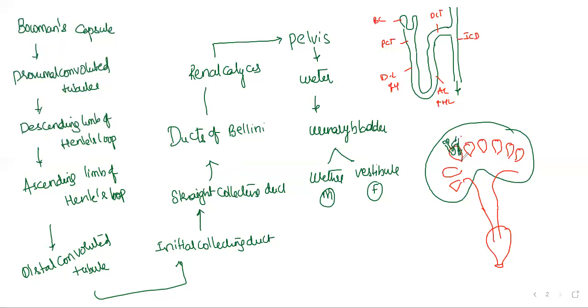And ducts of Bellini, here it is, renal calyces. All these are the calyces. Calyces open into the pelvis. Pelvis opens into the ureter. Ureter opens into the urinary bladder. Okay, so two different sequences I made for you. One is the blood vascular system, and the other is the excretory system. Okay, now the third sequence which we are going to do is making the topic.